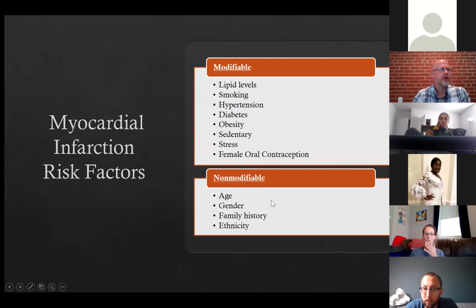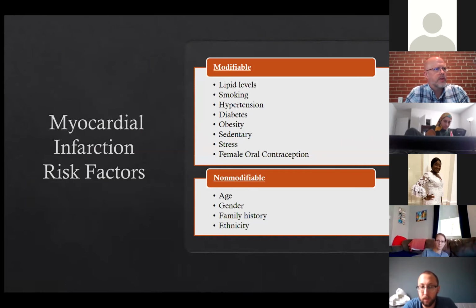Risk factors for a MI. We've talked about diet and lifestyle. Obesity, which we didn't mention too much there. Stress can also cause it. Non-modifiable, obviously things like age, gender, family history, and ethnicity are not modifiable.